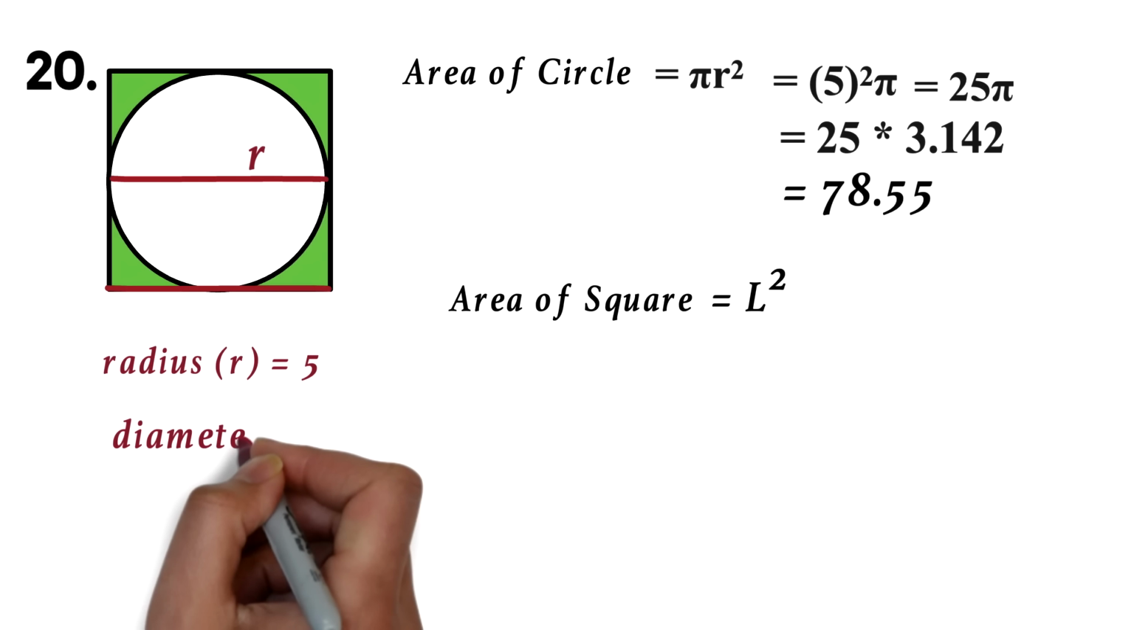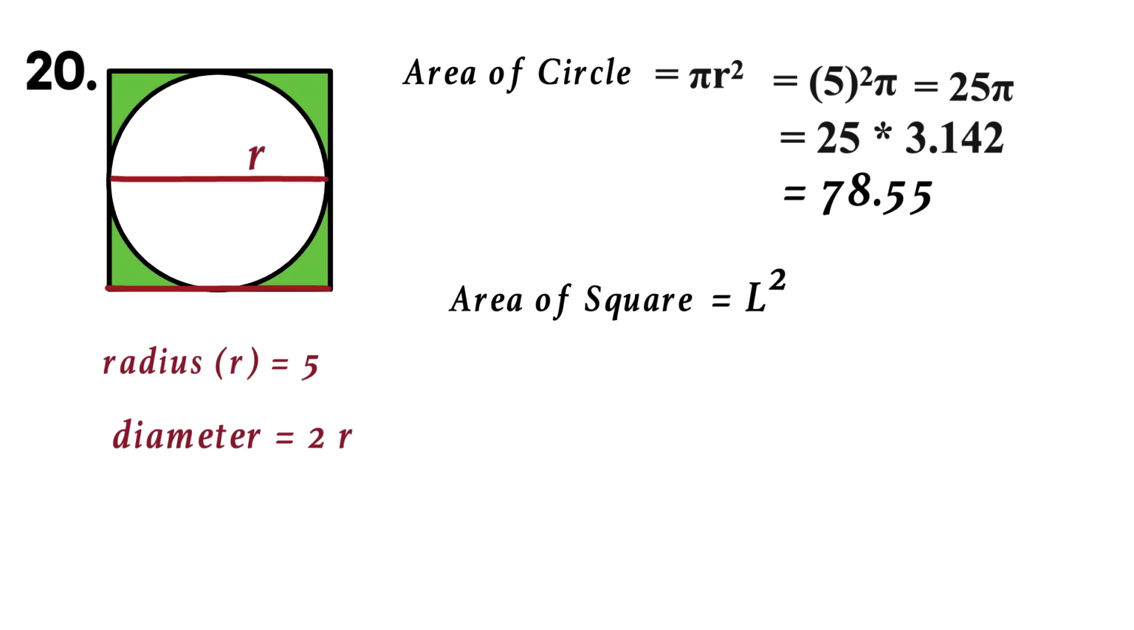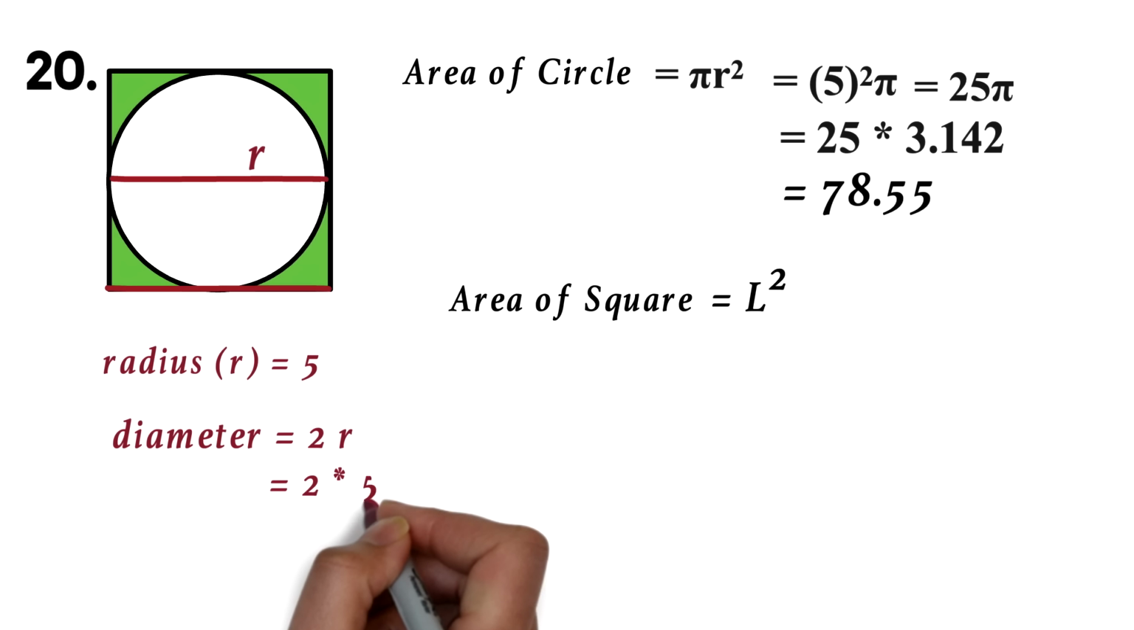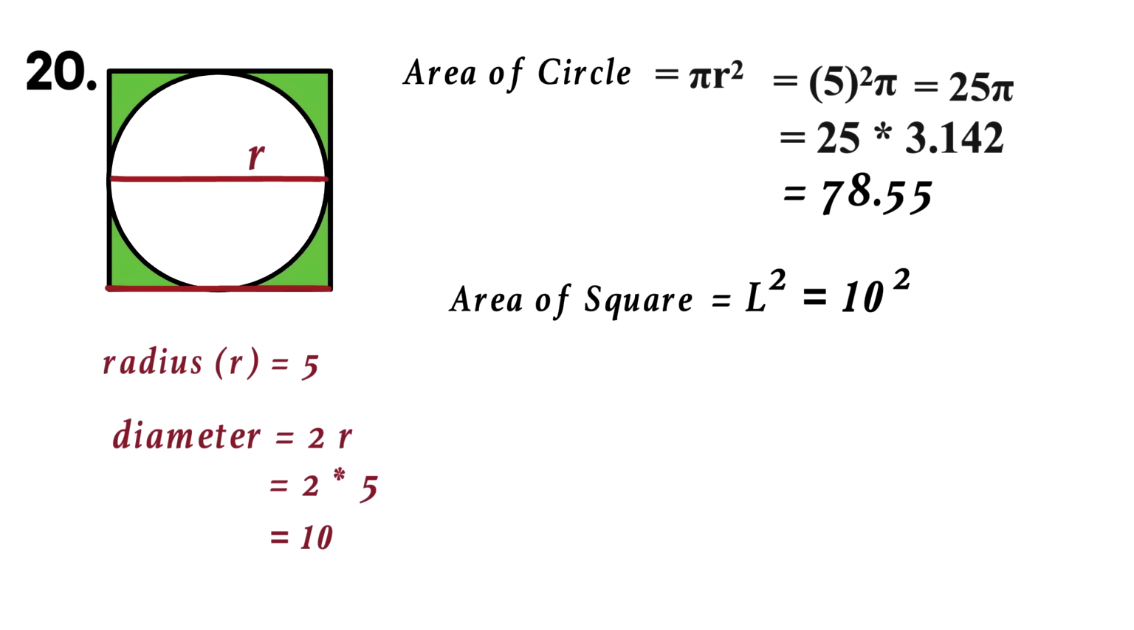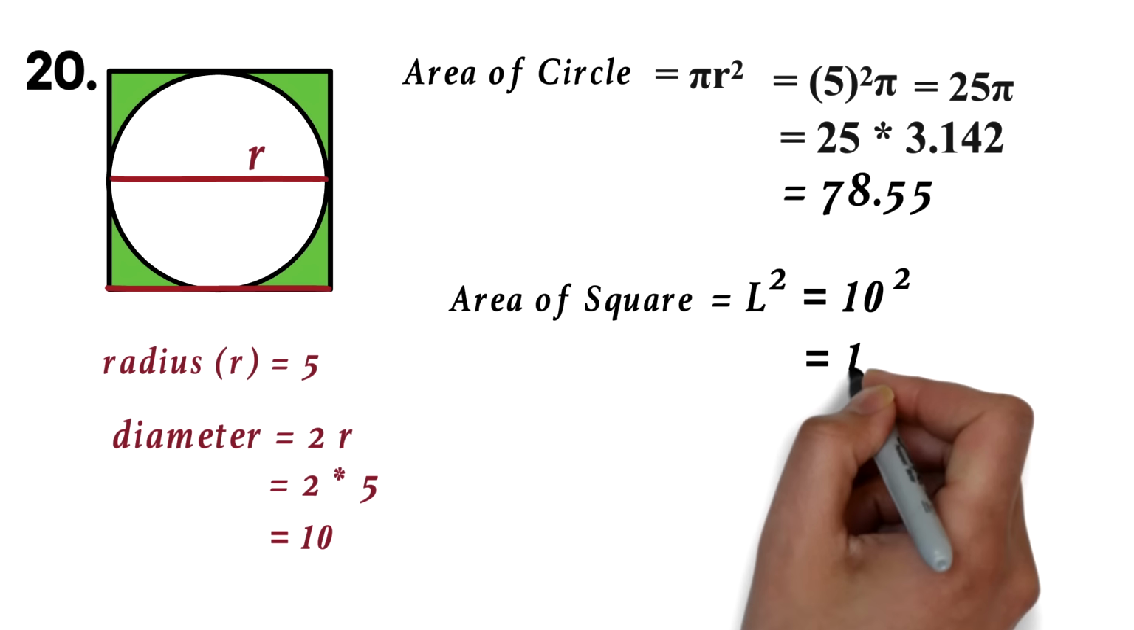The diameter is 2 times radius, which is 2 times 5. The diameter is therefore 10, so the length of the square is also 10. Now, we find the area. The area will be 10 squared. This will give us 100.